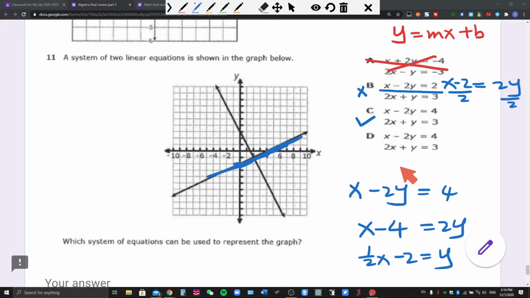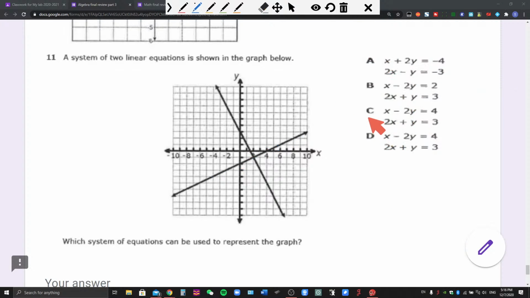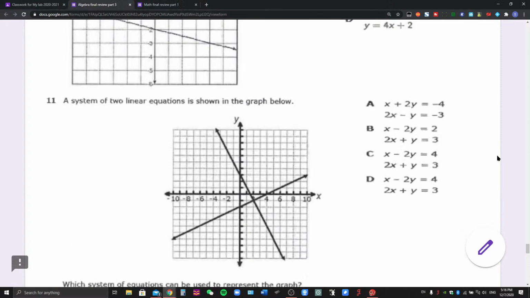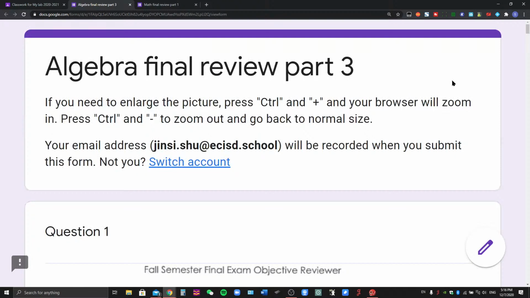Now what about D? Well, if you check C and D, they are the same. Maybe there's something wrong with the question itself. In that case, we say C is correct and the same as D because they are the same. So C and D are both correct answers. All right? And that's a review for part 3 of the final review. Okay? We'll stop here.